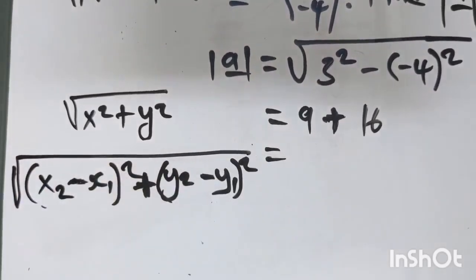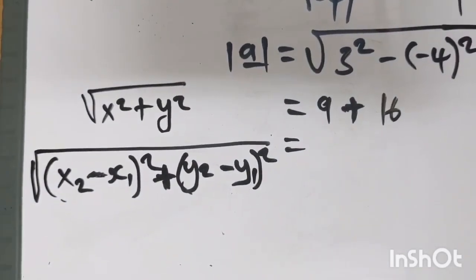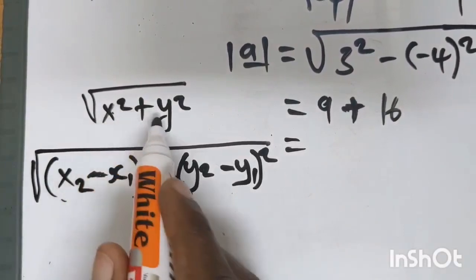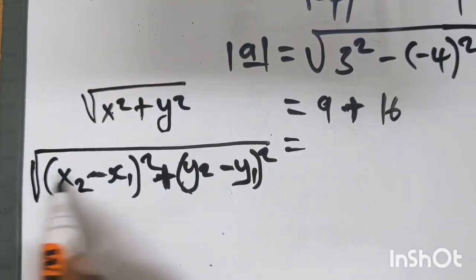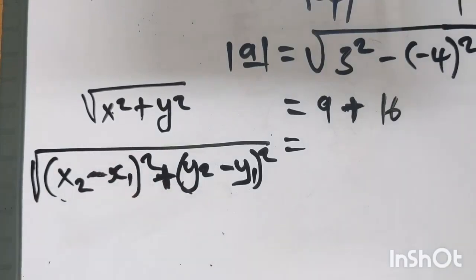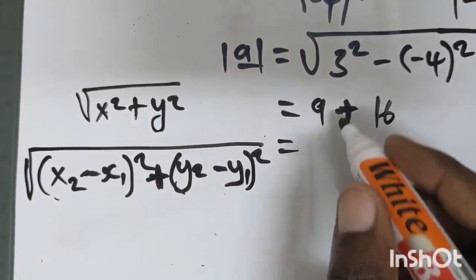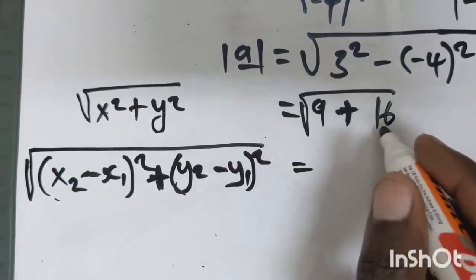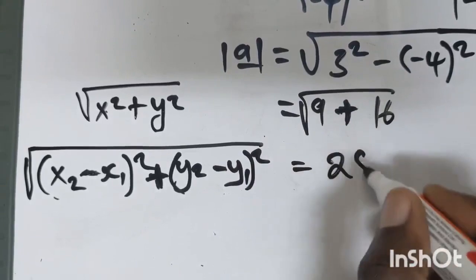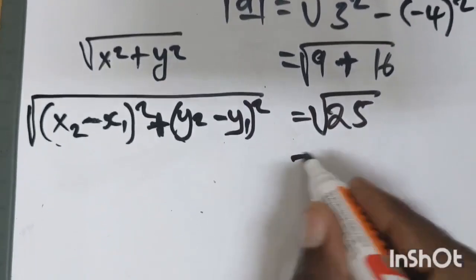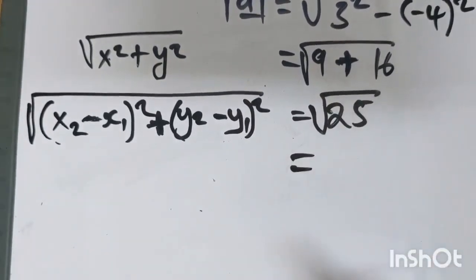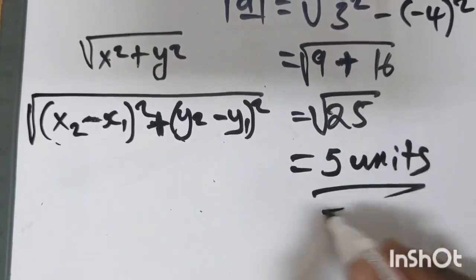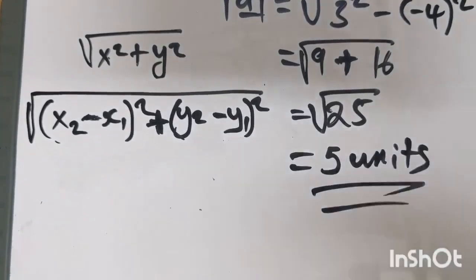So this is the formula that I gave you at first. With this one, just say this squared plus that squared, meaning they have already found the answer of the vector. So this is going to be 9 plus 16. It's going to be 25. So what is the square root of 25? That is 5 units. So that is how you can find this.